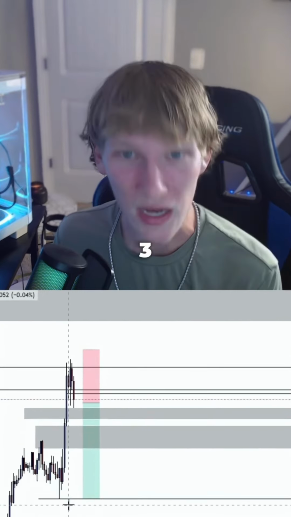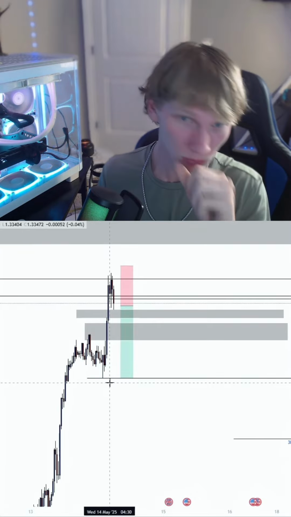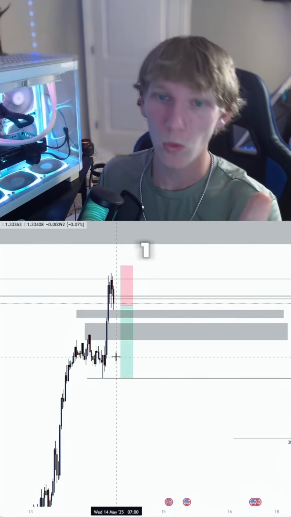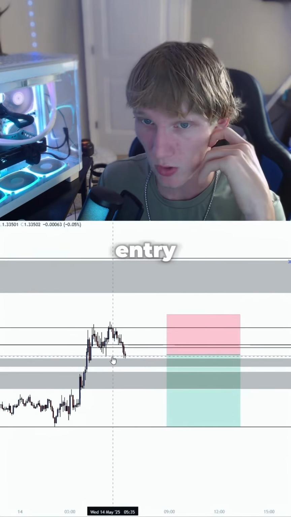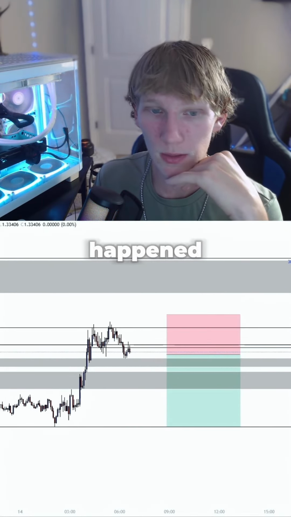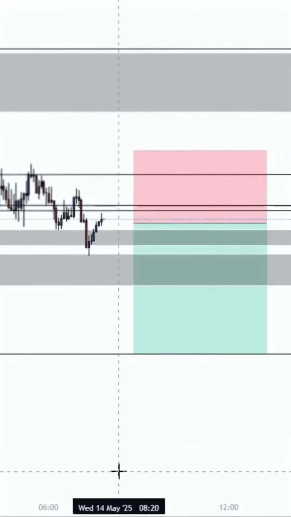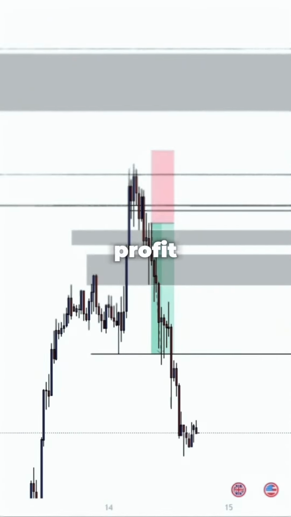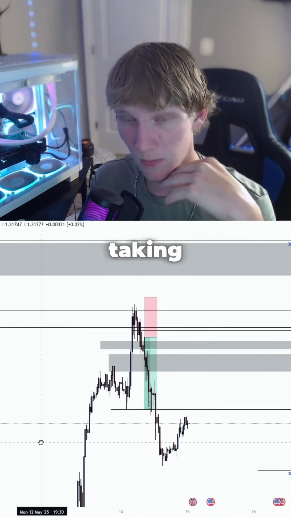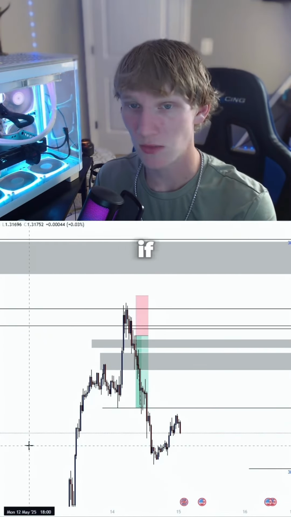1 to 3 risk to reward, some people like. But this is a 1 to 1.82. I'm going to take this all day. As you can already see, our entry would have been taken, and what would have happened? We would have obviously hit take profit, because this wouldn't have been a video I'm giving you guys if it wouldn't have hit take profit.